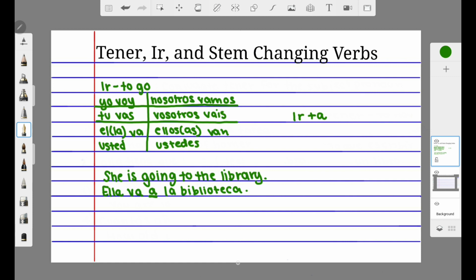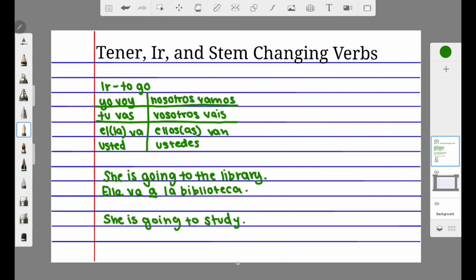If the word here is masculine, for example, if we talk about the café, then you can actually combine a plus el into al. So instead of saying ella va a el café, you can say ella va al café. The same thing happens with de and el, but it just becomes del. But we don't really need that right now.